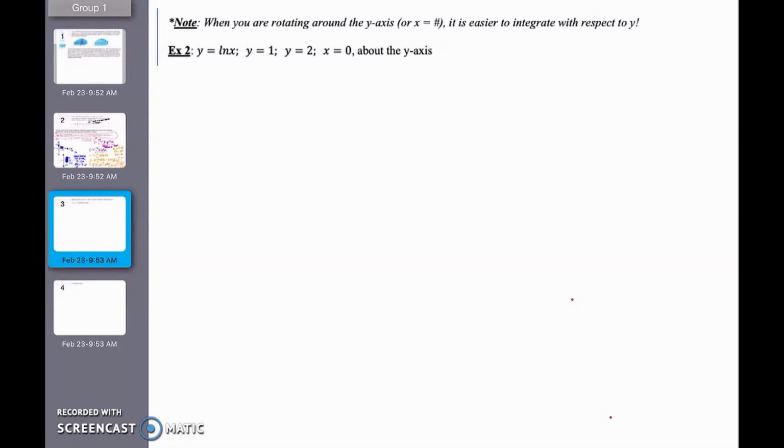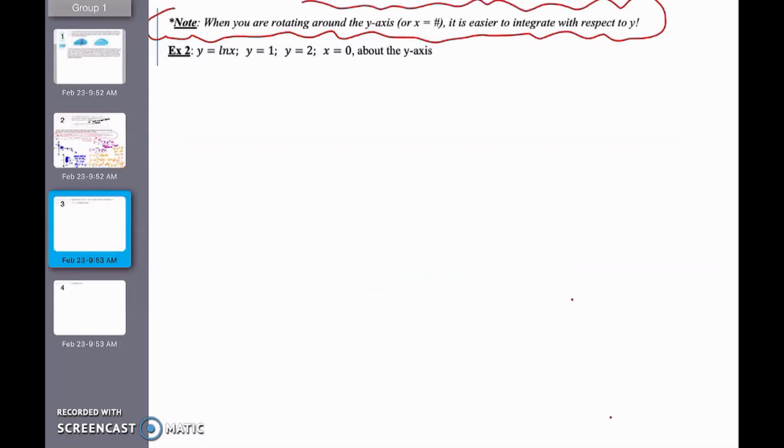So we are resuming with example 2. And as I mentioned previously, when you are rotating around the y-axis, or x equals a number, because those would both be a vertical line, in that case, it's going to be easier to integrate with respect to y.